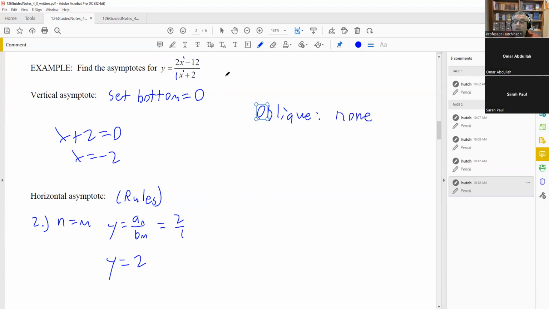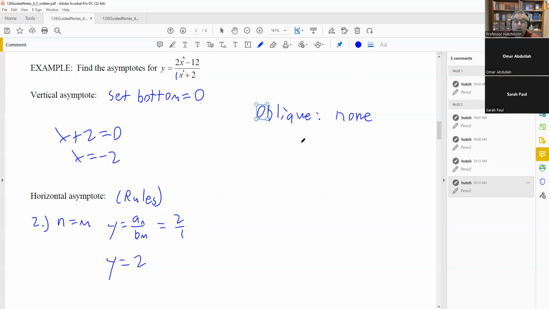We know that because the only time you'll ever have an oblique or a slant asymptote is if the highest power on the top is larger than the highest power on the bottom. We don't have that here. We already indicated that the highest power on top is equal to the highest power on the bottom. So if it has a horizontal asymptote, it will not have an oblique asymptote. These will never be true at the same time. You're either going to have an oblique or a horizontal asymptote, but never both. It's one or the other.